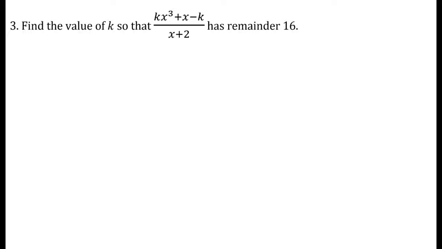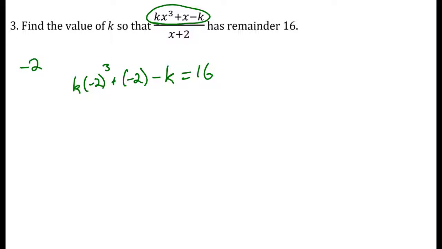Number 3, find the value of k so that this quotient has a remainder of 16. So I want to have a remainder of 16. I think you could do this by doing long division, but that would be a mess. So if I divide by x plus 2, that means if I plug in a negative 2 for x, the value of that is going to be the remainder. That function's value at negative 2 will be the remainder when I divide by x plus 2. And I want it to be 16, so I'm going to set it equal to 16.